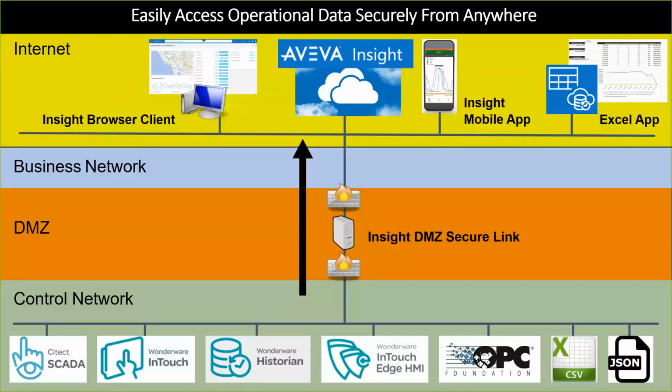This diagram depicts the basic architecture of AVEVA Insight. Down at the bottom, you have your control network, where all your data sources will push the data through a one-way firewall into the Insight DMZ secure link. There it'll be repackaged and sent through another one-way firewall out through your business network, where it can be accessed on the internet.